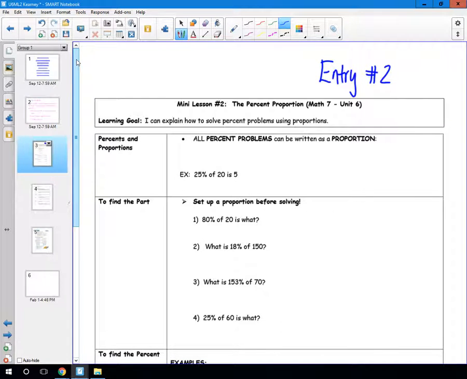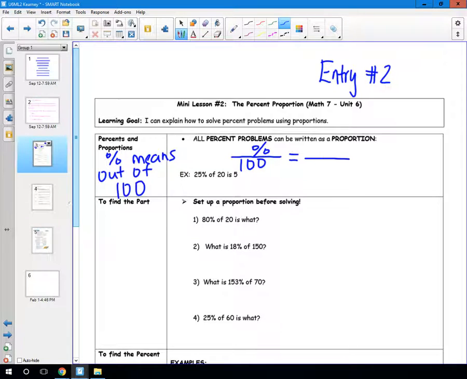So what you just heard the music say is that we need to remember that a percent means out of 100. Okay, so just remember that percentage tells us how much out of 100. So if you see 25%, that means out of 100. So for all percent problems, we're going to use this proportion right here. We're going to remember that percent always goes over 100 because percent means out of 100.